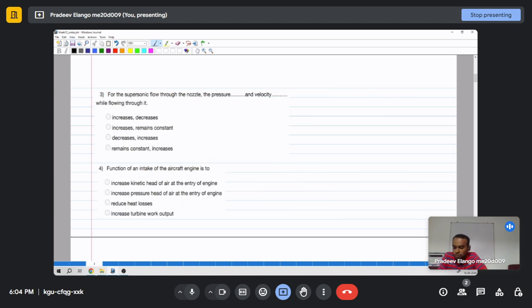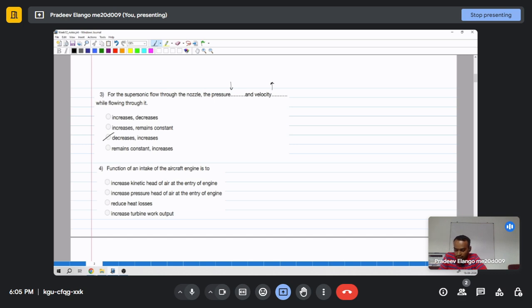Next one: for supersonic flow through the nozzle, the pressure dash and velocity dash while flowing through it. Irrespective of whether it is supersonic or subsonic, for a nozzle the pressure is going to decrease and velocity is going to increase. So pressure decreases and velocity increases. Option C.